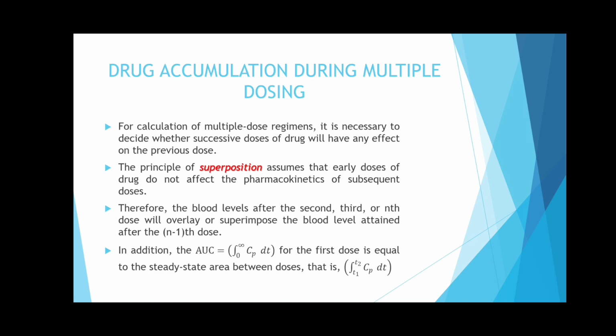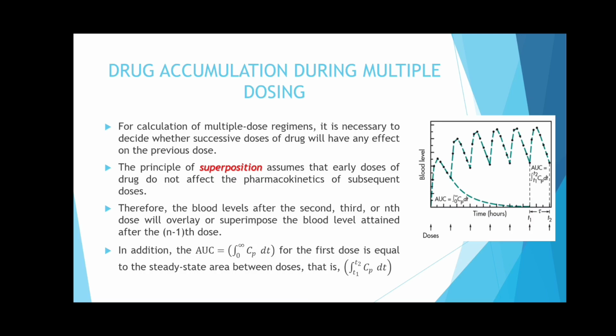If we are continuously giving first dose, second dose, third dose, fourth dose, there are chances of accumulation. So the principle of superposition assumes that early doses of drug do not affect the pharmacokinetics of the subsequent doses. Therefore, the blood levels after the second, third or nth dose will overlie or superimpose the blood level attained after the n-1th dose. In addition, from this graph you can see the AUC for the first dose is equal to the steady state area between the doses. Okay, so area under curve, the absorption always remains the same, whether it is the first dose or a dose given at the steady state.